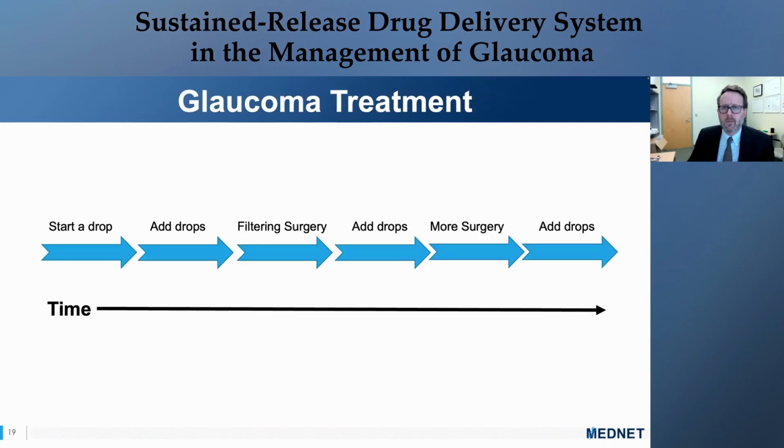So if you look at the glaucoma treatment paradigm, this is the way we characteristically have thought about it. You diagnose the patient with glaucoma, you start a drop, and then maybe you need to add some more drops to further reduce their pressure. And once the drops are no longer as effective as you like and the disease is progressing despite the use of drops, you might do a filtering surgery. And once that filtering surgery fails, you might add some drops and do more surgery and then add some more drops and then do more surgery.